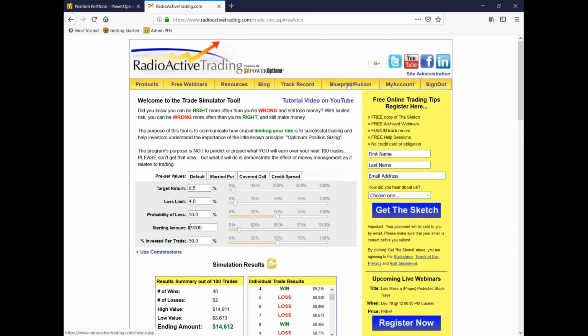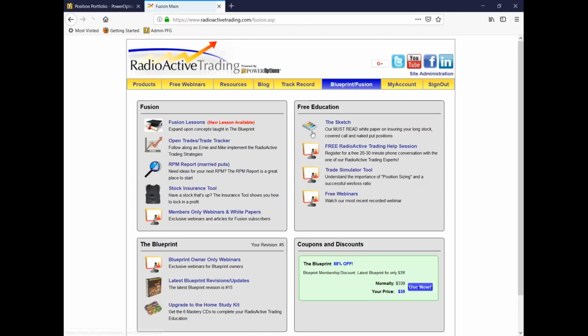But I'm logged in here. I'm going to go to Blueprint and Fusion. Okay, what is the Fusion tools? Fusion is a subscription that helps Blueprint owners better master the radioactive trading techniques, find trades that match what we look for in this structure. And of course, you can follow along with our open trades that Ernie and I have opened. We post, and we also post our income methods and our adjustments there as well. There's other tools to find insurance on the stocks you own with a stock insurance tool, members-only webinars and more, and a series of lessons to help investors master the radioactive trading techniques faster.